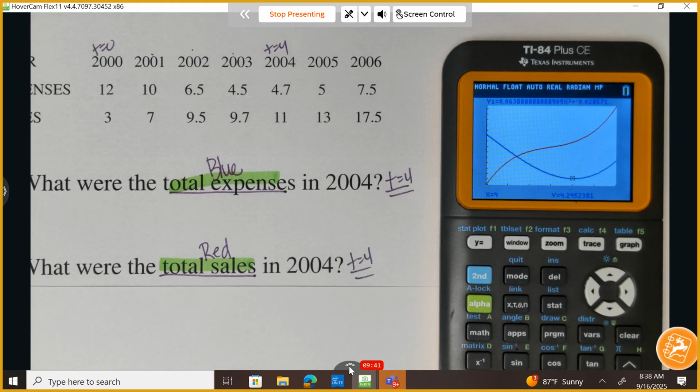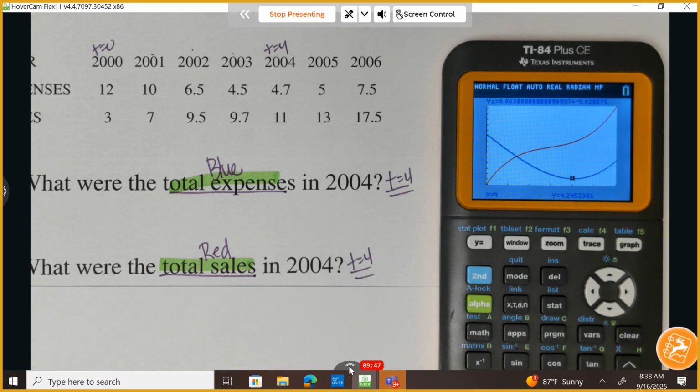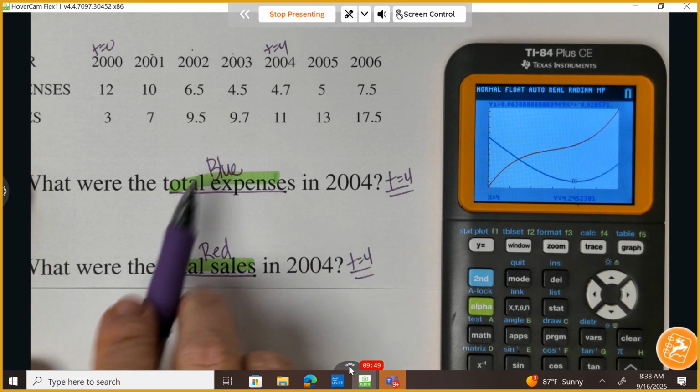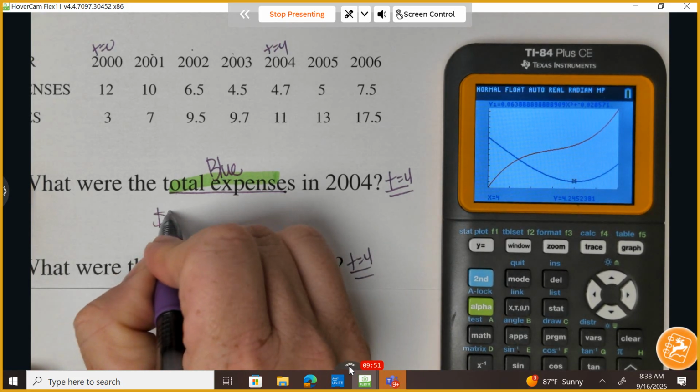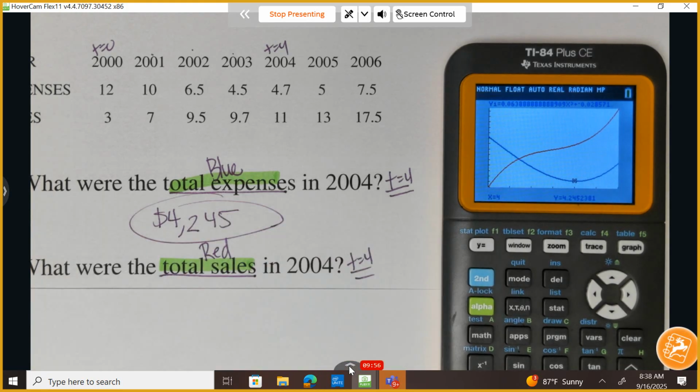Now, here's the easy part about doing this. We're going to round to the nearest thousands. So if I move this decimal 3 places to the right, we can say, again, blue represents my expenses. My expenses was $4,245. $4,245. That was the expense in the year 2004 for this small store.